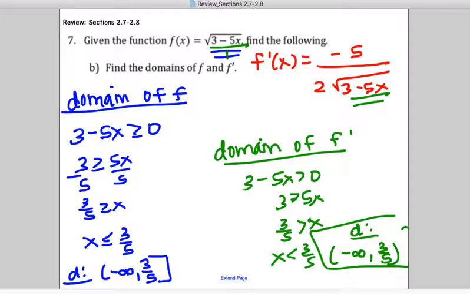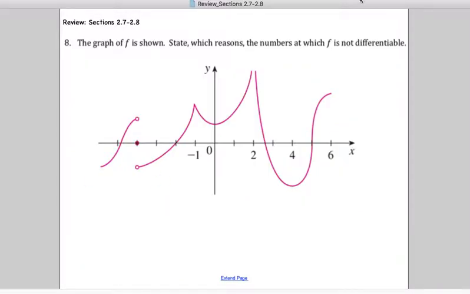I also got asked about number 8. So let's go ahead and look at number 8. The graph of f is shown. State which reasons the numbers at which f is not differentiable. Okay, so we are not differentiable when we are discontinuous, if there is a corner or a cusp or a vertical tangent.